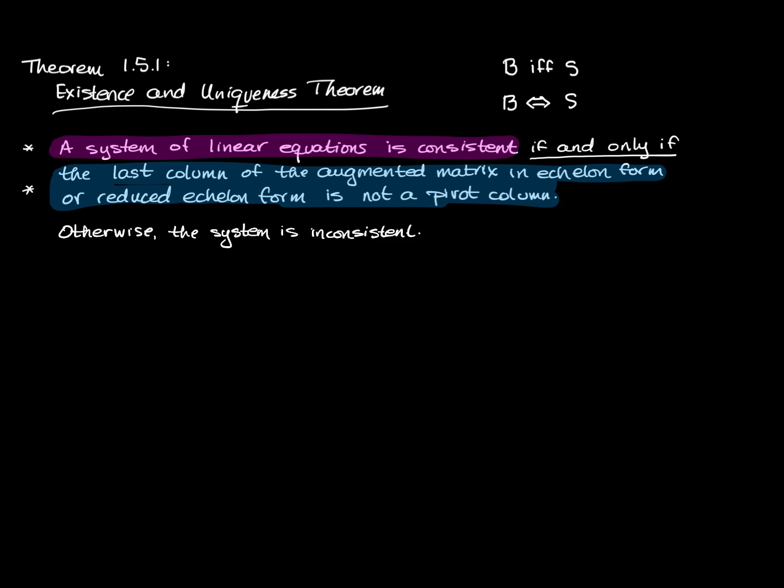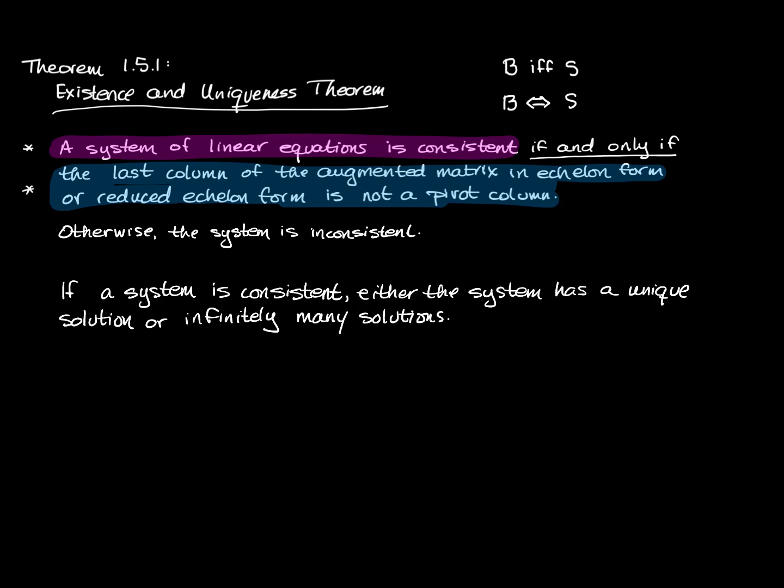Otherwise, the system is inconsistent. So if you have a solution, then you know you have a non-pivot column in the last column. Or if you have a non-pivot column in the last column, you know you have at least one solution. If you don't have one or the other of those, you don't have both. And if that's the case, the system is inconsistent. That's all that last sentence means. Either the system is consistent or it's inconsistent. If it's consistent, the last column is a non-pivot column.